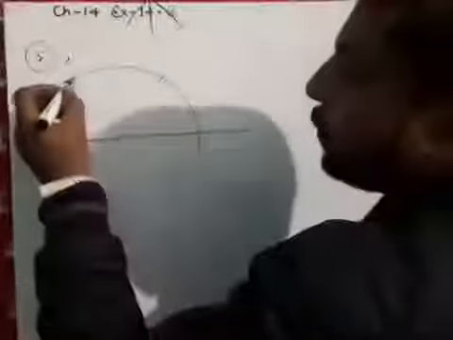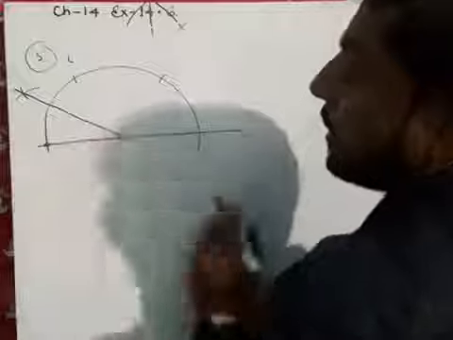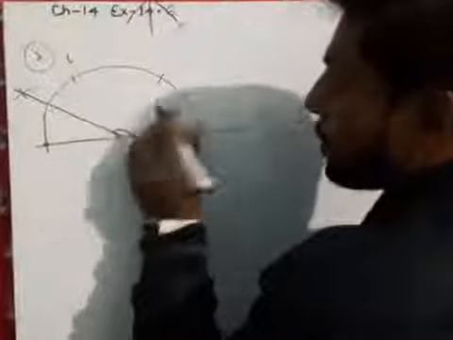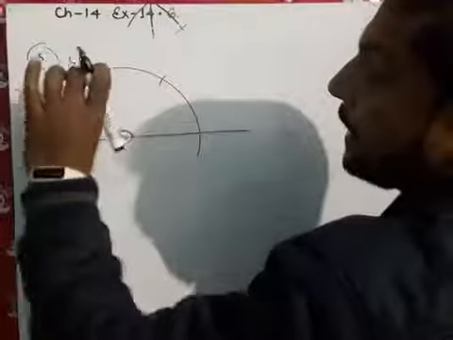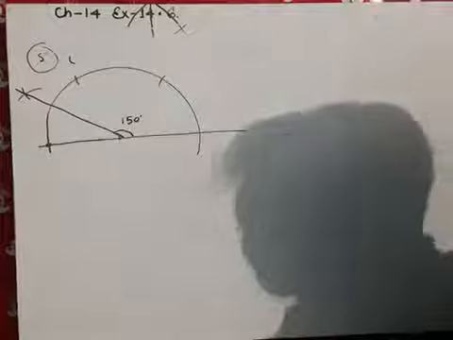Now we have to draw the bisector of this portion. So this becomes like this. What will the angle be? Here the angle will be 60, 60, 120 and 30. It becomes 150, but we have to draw 135 degrees.